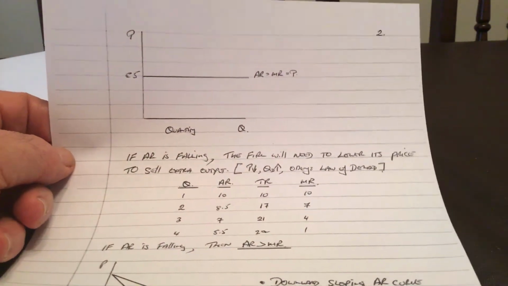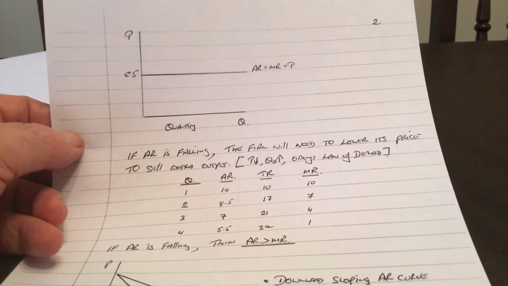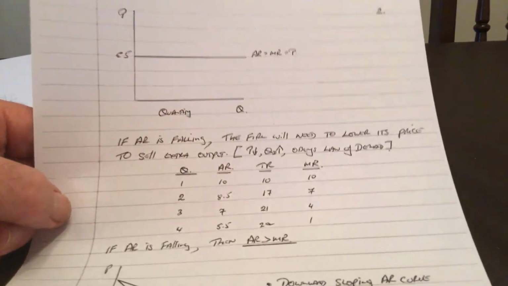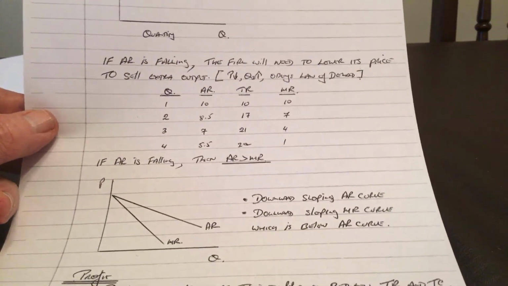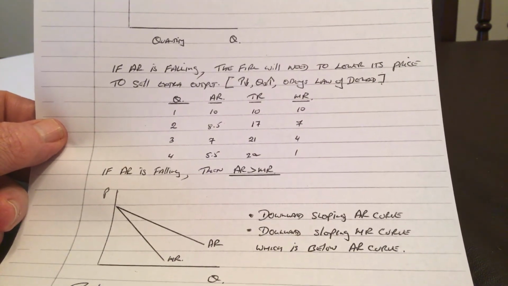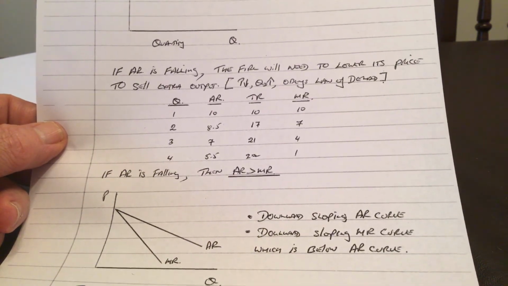Now, here is the diagram for AR equal to MR. So you have price and you have the quantity. There's your €5. It doesn't matter how many units you sell, the average revenue or the price remains the same. The second one we're going to look at: if AR is falling, the firm will need to lower its price to sell extra output. As price goes down, the quantity demanded goes up. It obeys the law of demand.